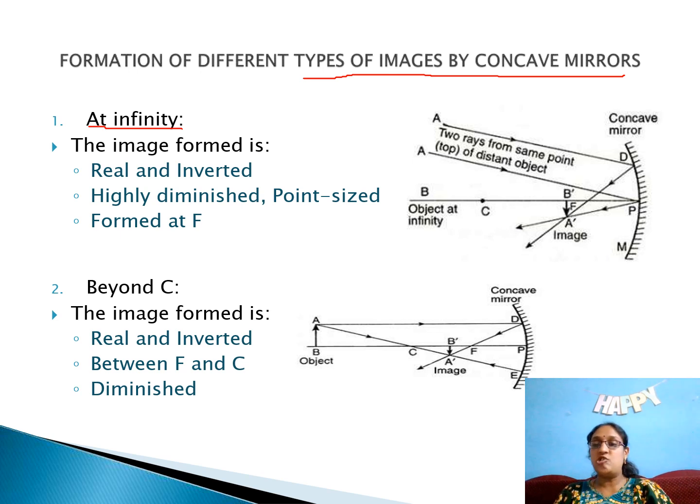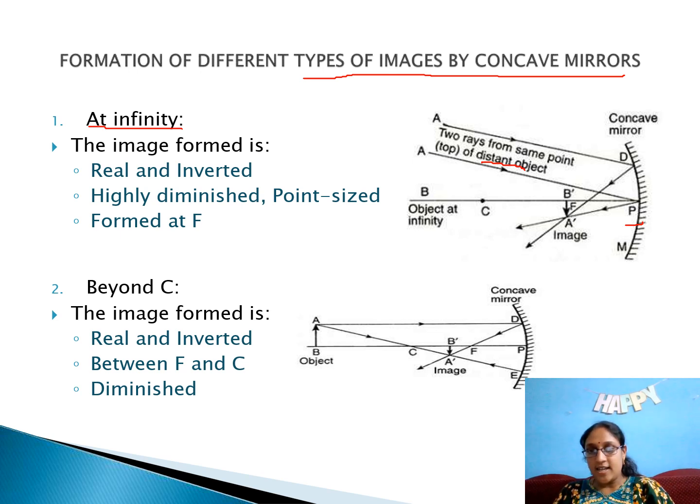So how is the image formed? This is the corresponding ray diagram, and this is your concave mirror. You can see two rays, named A and A, from the same point of the distant object. That is why it is called a distant object; infinity is called your distant object. So the two rays from the same point: one ray is striking your mirror, and the other is striking your pole. P stands for your pole, right?